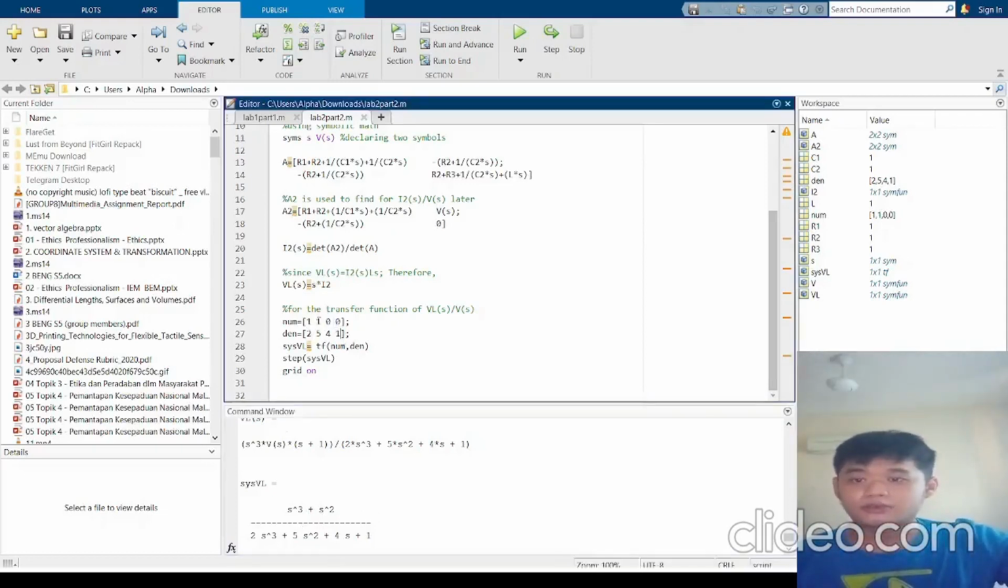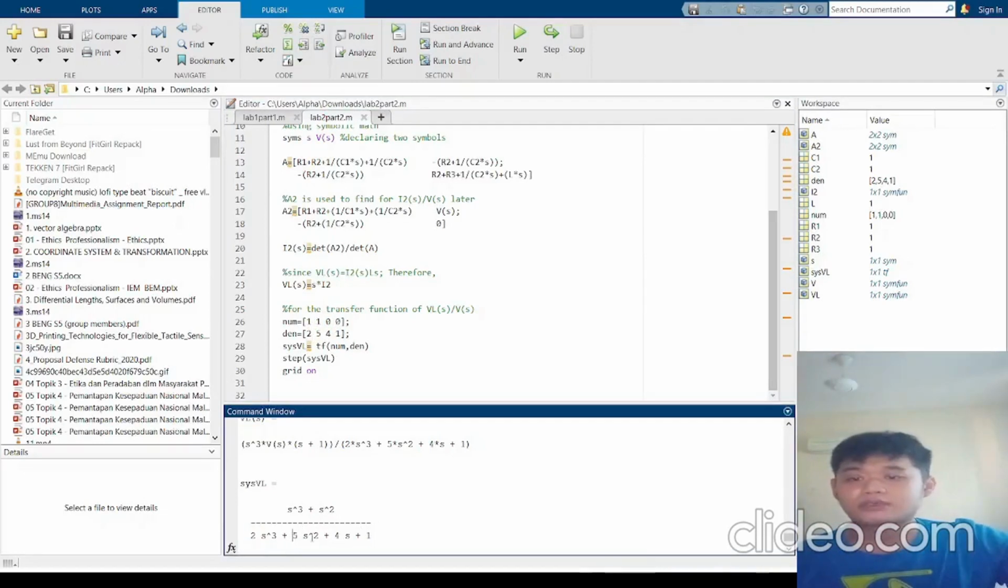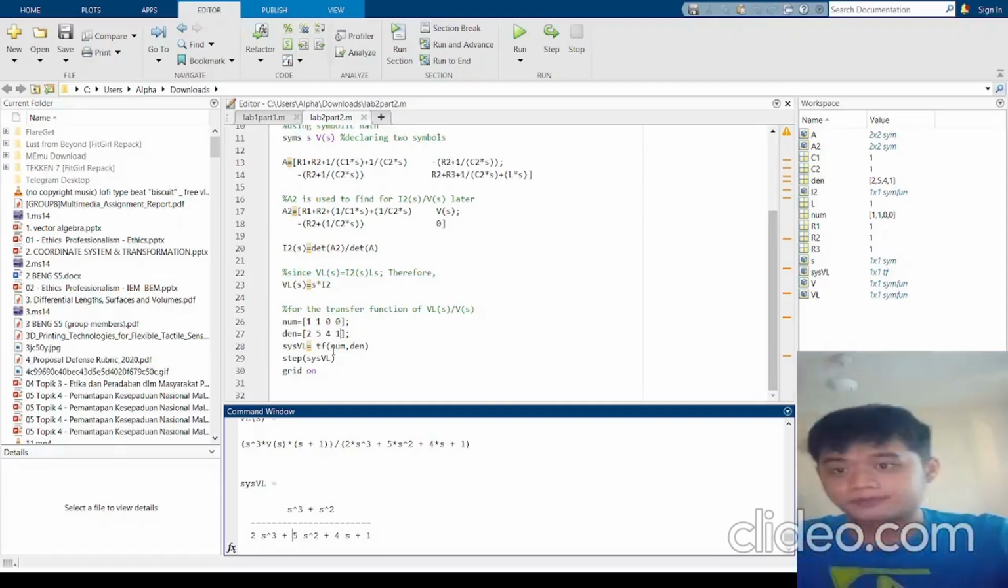And then for the denominator part, we can see there is 2 on the S cubed, 5 on the S squared, 4 on the S, and 1 on the integer. So basically just the same as the previous lab. It's basically just copy paste everything here, and to do the transfer function, we just put TF, which stands for transfer function, for the code, bracket numerator and also the denominator, then closing bracket.